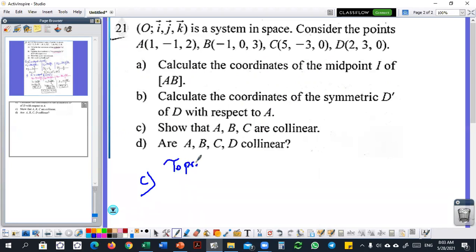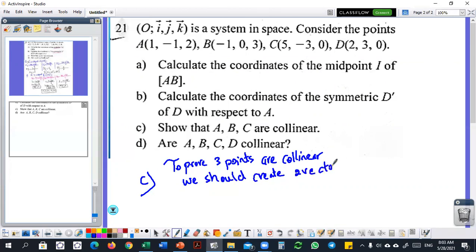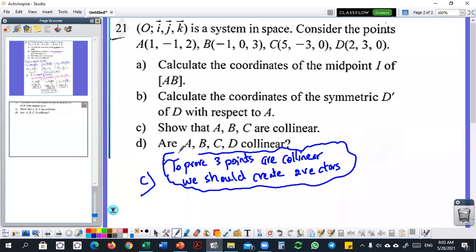To prove 3 points are collinear, we should create 2 vectors formed by these 3 points. It is certain that these 2 vectors will have a point in common, right? You can make A common, you can make B common or C common. It doesn't make any effect, it's all the same. So there are two more ways to work on collinearity.